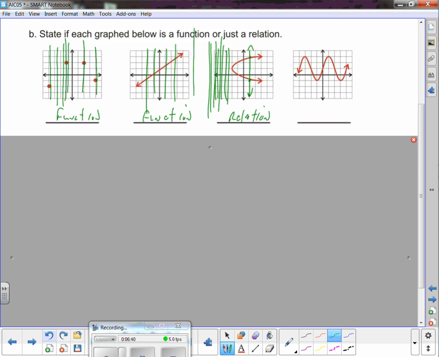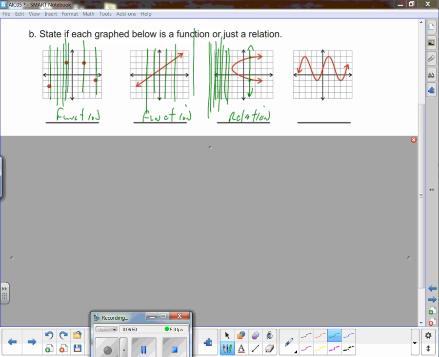All right, how about the last one? What do you think? Go ahead, you do the last one. Function or just a relation? Function or just a relation? That is the question. Whether it is nobler in the minds of men. And everybody says function. No matter what vertical line you choose, it's only going to hit 1 point.